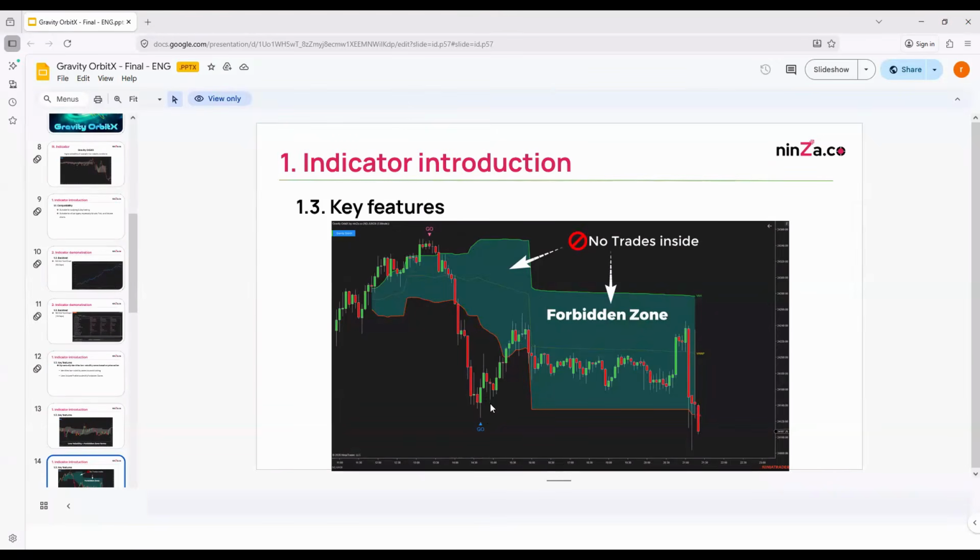By the way, this indicator does not repaint or anything like that. Once there is a signal, it stays there. But inside this zone, well, they call it the forbidden zone. So inside this zone, you don't want to trade.